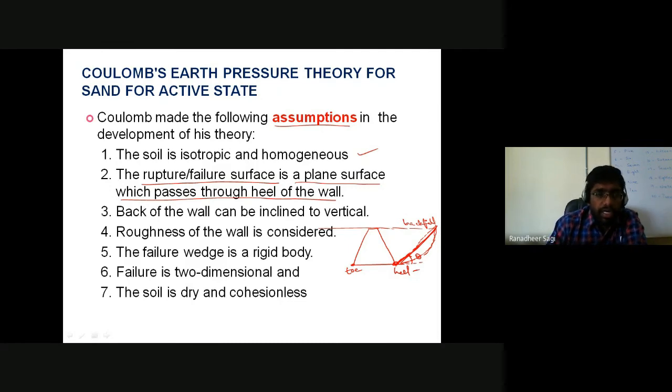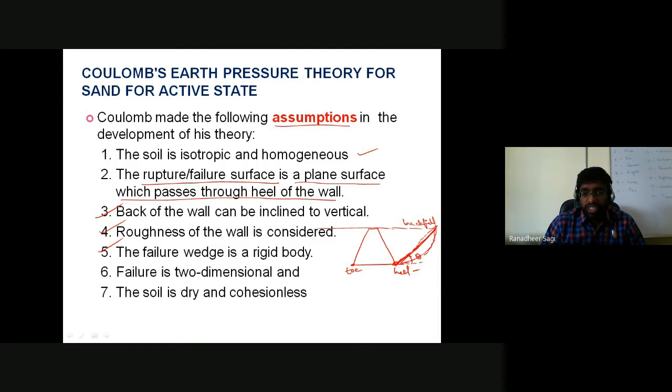And the next assumption is that the back of the wall can be inclined to the vertical. So the back of the retaining wall can be either vertical or inclined. That's what it means. And the roughness of the wall is even considered in the case of Coulomb's earth pressure theory. Roughness of the wall means the wall friction angle is what we'll be talking about here in this particular case. That means the friction between the wall and the backfill material is taken into consideration in the case of Coulomb's theory.